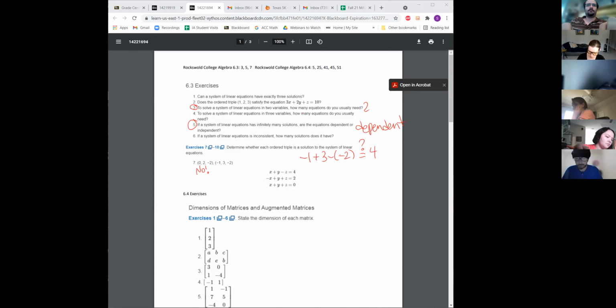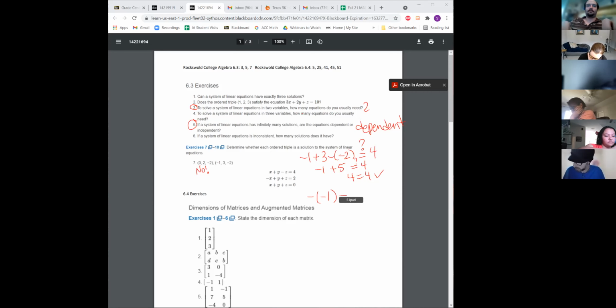Okay. So Alondra, you see on this one, you get +5, right? And that's how you get your 4 = 4. So it does work in the first equation. Okay. All right, let's try the second equation then.